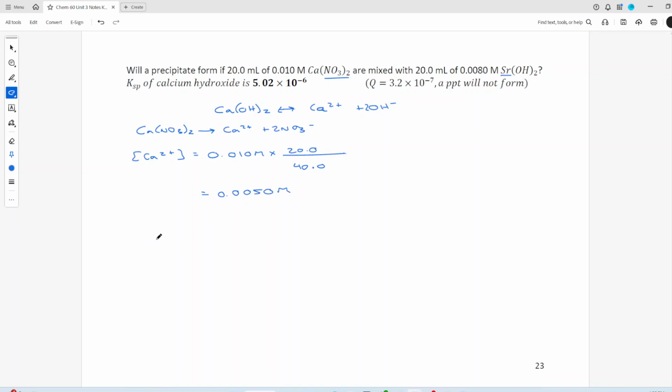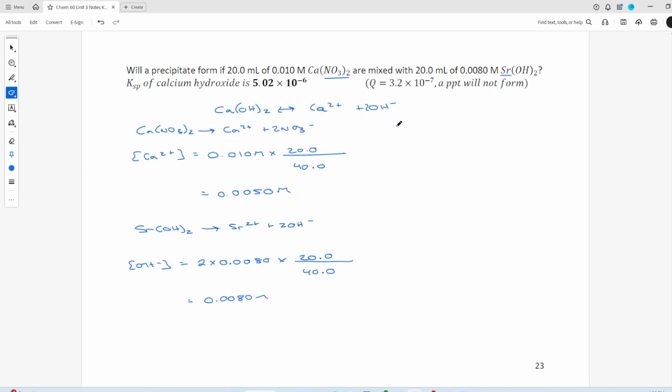Then I'm going to do the same thing to find the concentration of hydroxide. So strontium hydroxide is going to dissociate into strontium ions and 2 hydroxide ions. So it's going to be a 1 to 2. So the concentration of hydroxide ions is going to be 2 times the 0.0080 times the solution dilution, so it's also 20.0 divided by 40.0. So I've got 2 times 0.008 times 20 divided by 40, which gives me, look at that, 0.0080, right? Times 2 divided by 2.